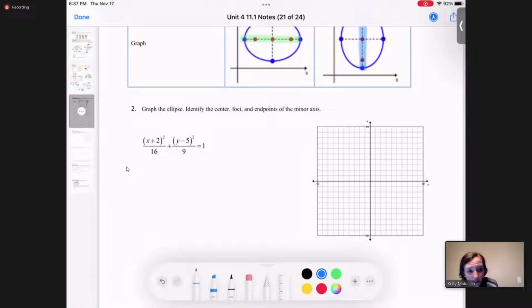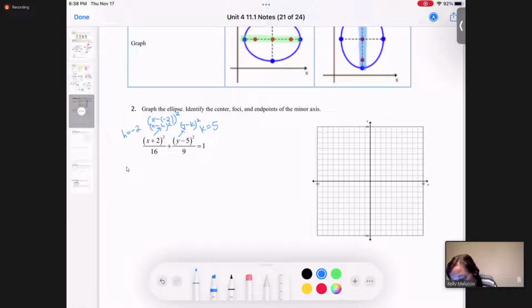So first we're going to rewrite this. Here, x plus 2 means x minus negative 2, squared. That represents x minus h, squared. And this here is y minus k, squared. So that tells us that h is negative 2 and k is positive 5.